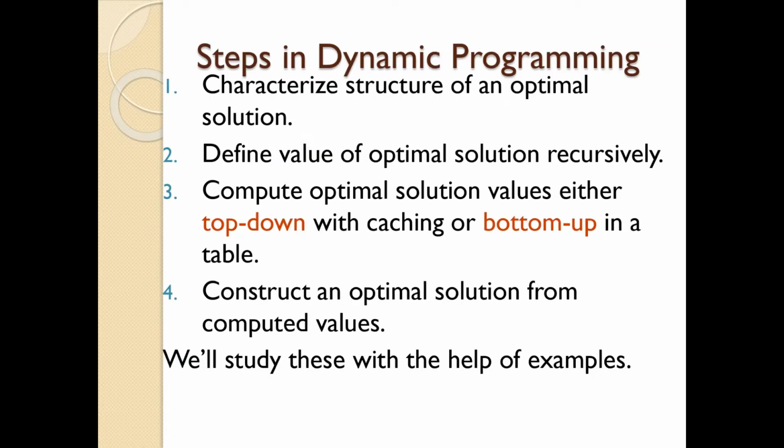What are the steps we follow in dynamic programming? First, characterize the structure of an optimal solution. Then define the value of the optimal solution recursively. Then compute the optimal solution values, either top down or bottom up, in a table. Finally, construct an optimal solution from the computed values.